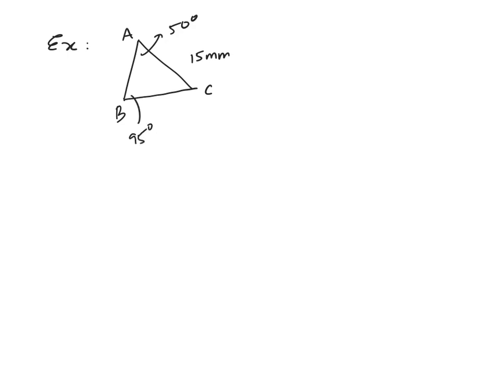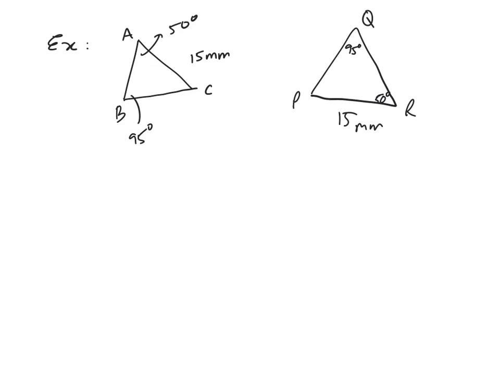We have 5 rules to use because in each example we won't be given all the sides and all the angles. Therefore, depending on what we're given, we choose the appropriate method to test whether or not two triangles are congruent. Let's have a look at this example. I have A, B, C. Over here I have 50 degrees, 15 millimeters on this side, and I have 95 degrees over here. Another triangle over here has 95 degrees, which is Q, R which is 50 degrees, and P, and the side between them is 15 millimeters.